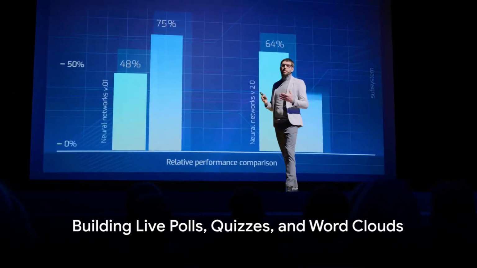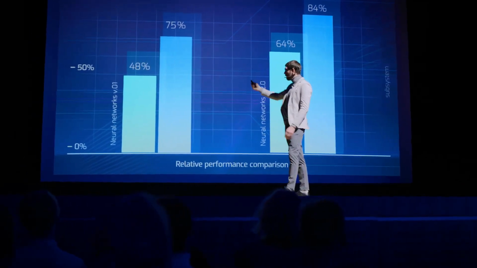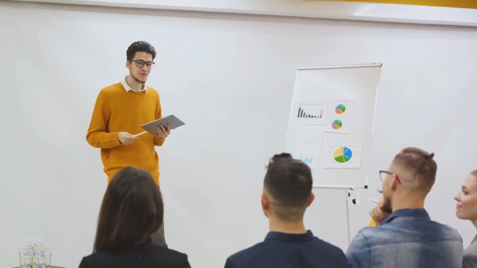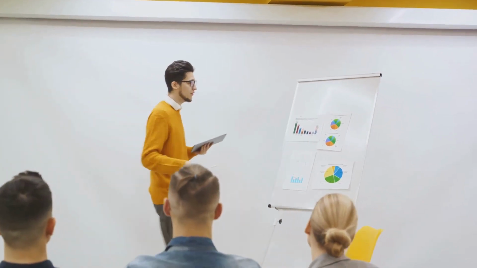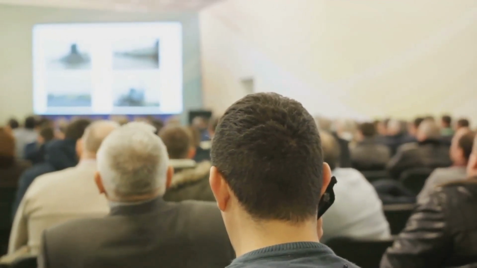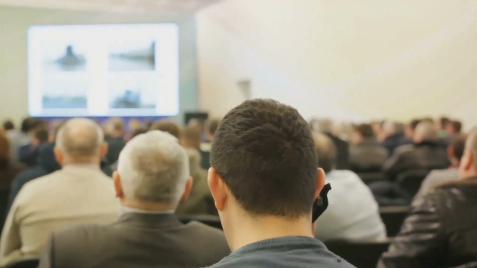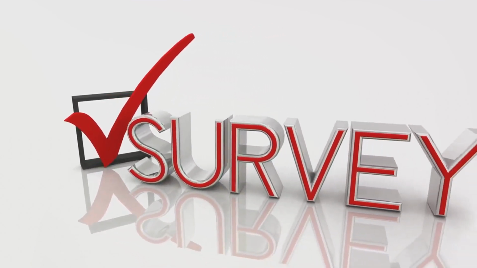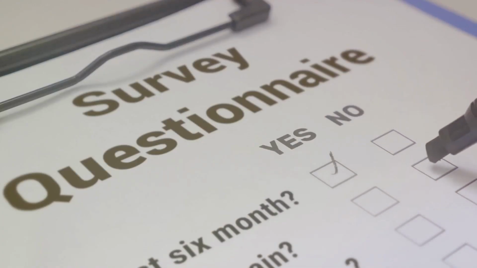One of the standout features of Mentimeter is the ability to build live polls, quizzes, and word clouds. Imagine being able to gauge your audience's thoughts, opinions, or knowledge on a topic in real time. That's precisely what you can do with Mentimeter's live polls. To add a poll to your presentation, simply go to your slide deck, click on the Add Slide button, and select Poll. There are several types of polls you can choose from, including multiple choice, scales, and open-ended questions.